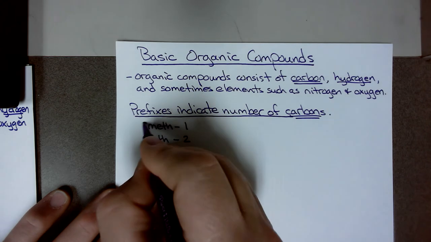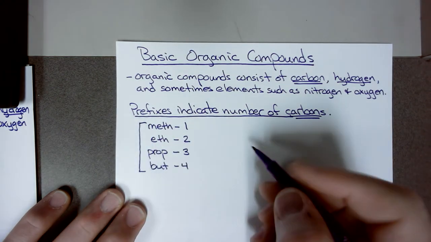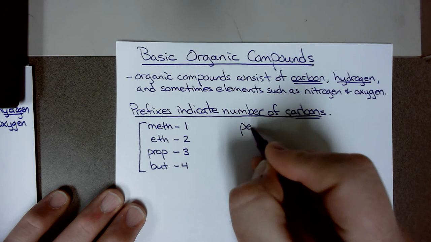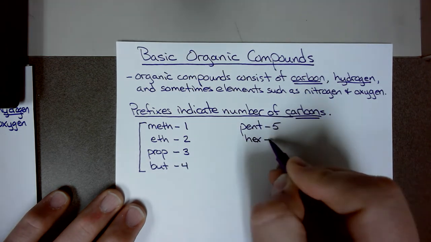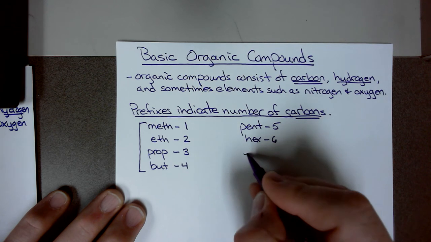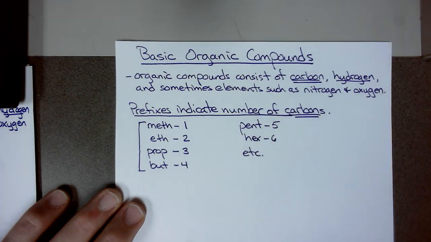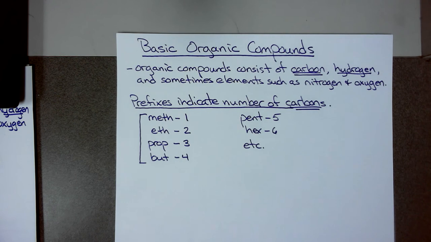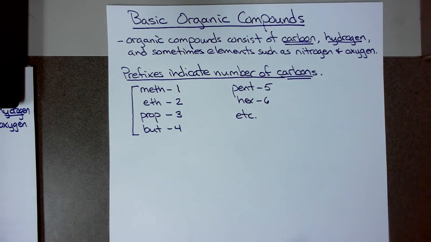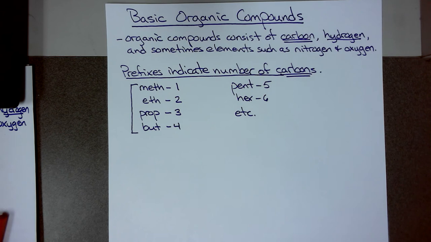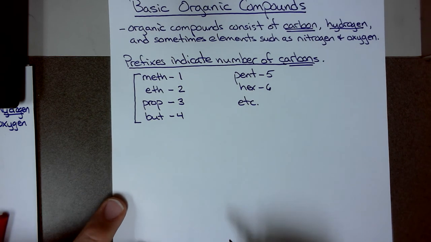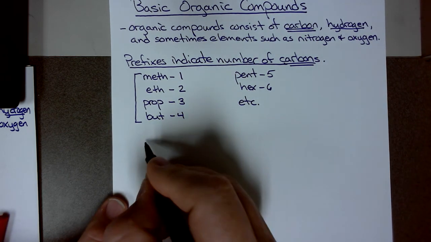And these are the first four that are different. After that, it goes back to pent, meaning 5 carbons, hex, 6, and etc. So it goes back to the Greek prefixes. It's just the first four that are different. So let's look at what we mean here. So if I can use a color here that's different, let's say I have 3 carbons.